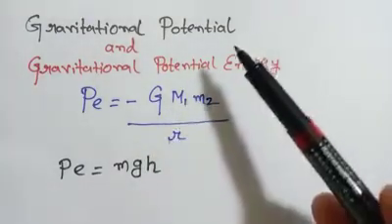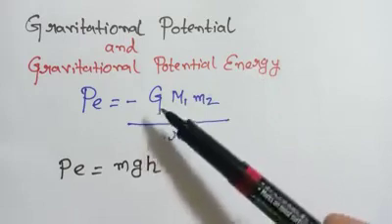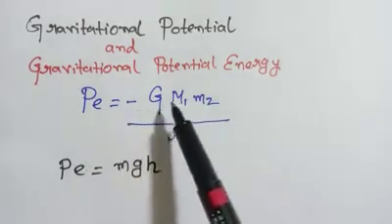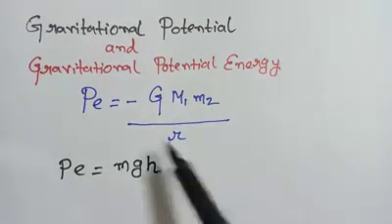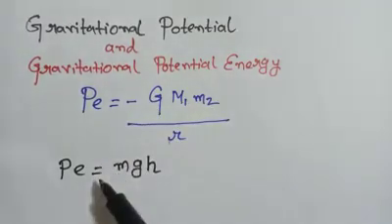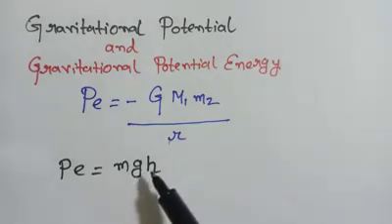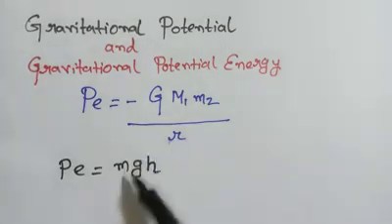Also, while working out with gravitational potential energy, you might have come across these two equations. One is minus G M1 M2 whole divided by R. This is the negative part. And also another one is the mass times the gravitational acceleration multiplied by the height.